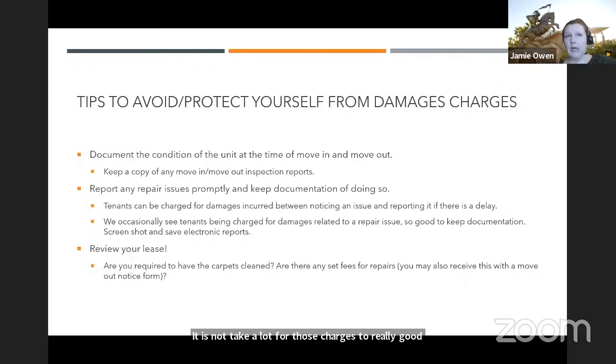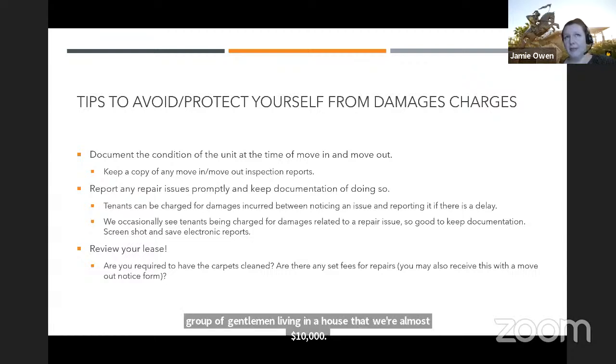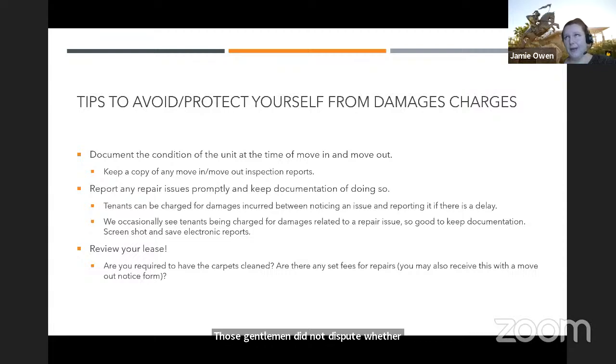I've seen damages charges from one year with a group of gentlemen living in a house that were almost $10,000. Those gentlemen did not dispute whether or not any of those things were true. It was more about the amounts that were being charged. I'm not sure what was going on in that house during that year, but it must have been a really good time. The landlord said it looked like someone had been using the refrigerator as a skateboard ramp.